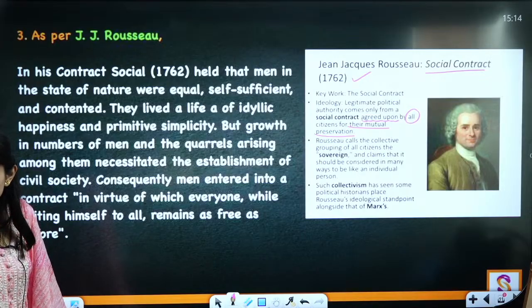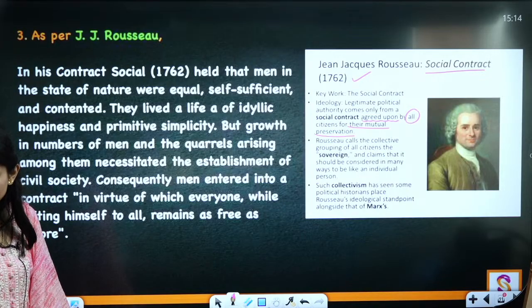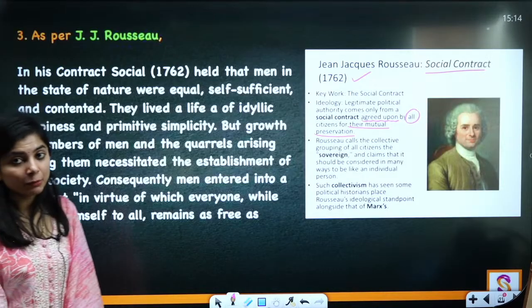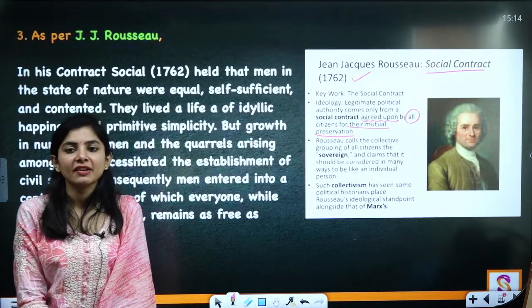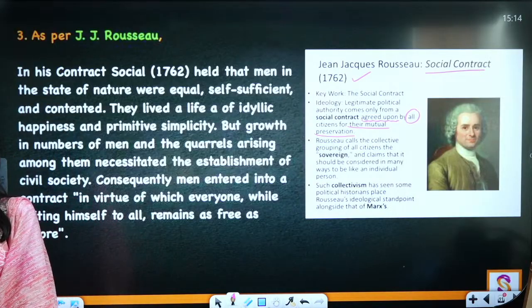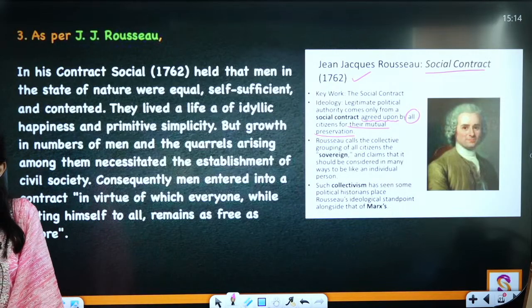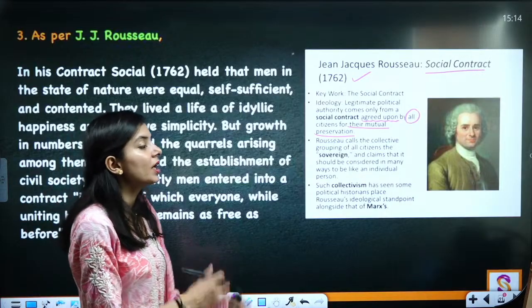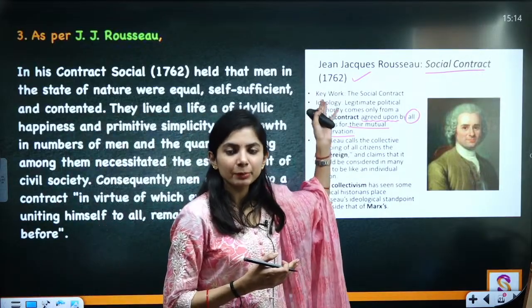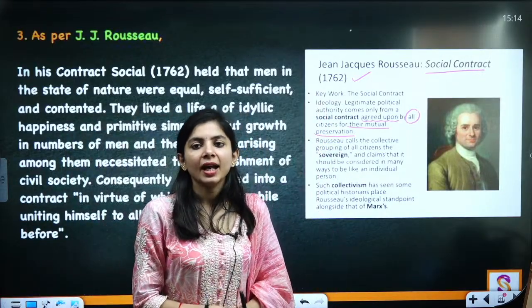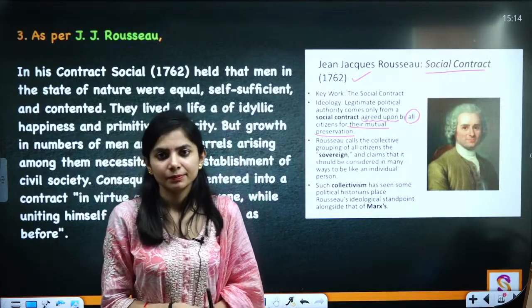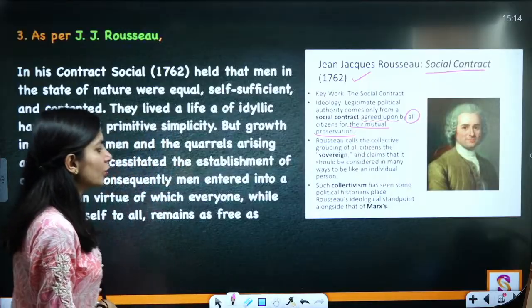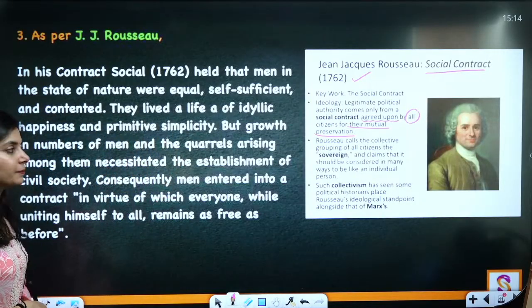This theory is the only one which is accepted by the modern democracies, as we can refer to the French Constitution, we can refer to the US Constitution. All these constitutions are highly inspired by the social contract theory as provided by Rousseau, and the book given by him is the Social Contract. Now let's try to understand what he specified.